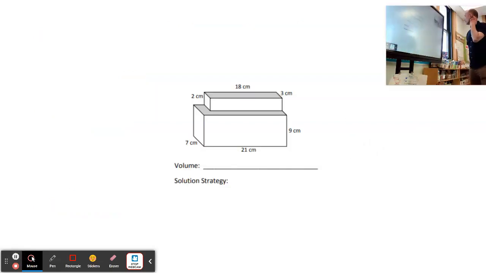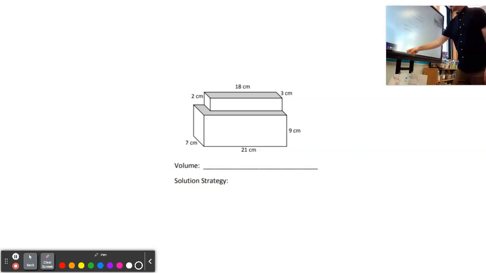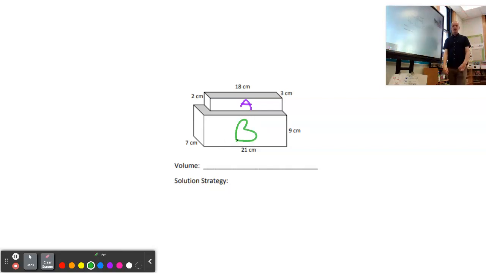All right. Here, number 2. We got ourselves a little stack of blocks. All right. So first things first, let's label these suckers. I'm going to call this top one A, and this bottom one B.